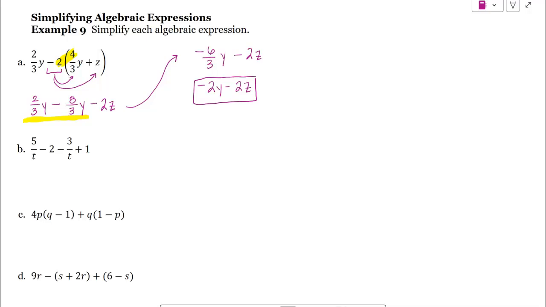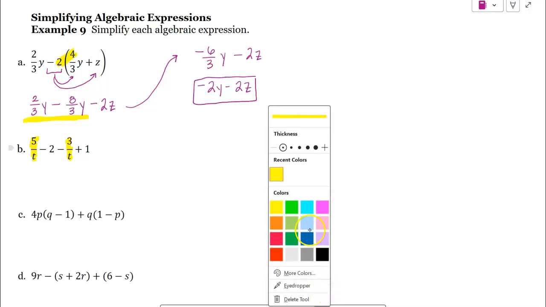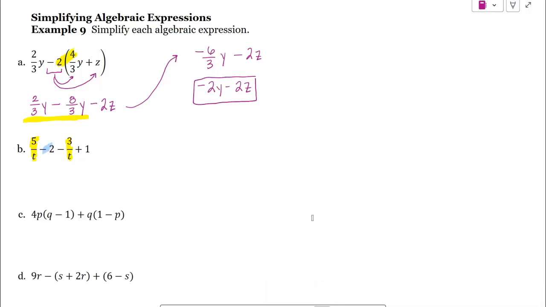For example B, I've got two terms. These fractions are both with the same denominator of t. And then I've got two other terms, a -2 and a +1. Those are numbers with no variables. Those can be grouped together. So I'll start by rewriting this by grouping things together.